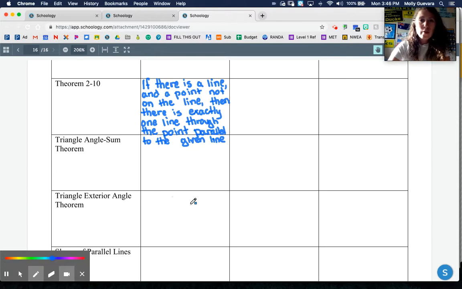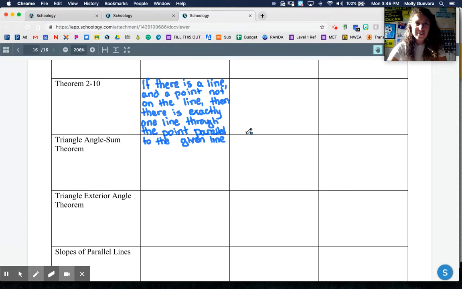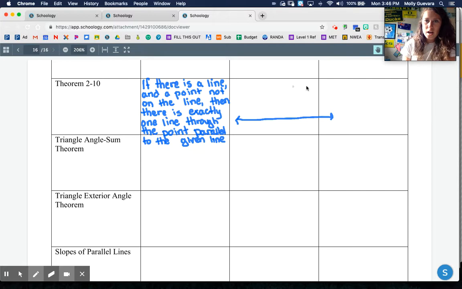Okay, so I know that this is a lot of writing, right? There's a line and a point not on the line, blah, blah, blah. But let's break it down in a diagram real quick. So if there's a line, I'm just going to draw a line. Here's a line. Are we cool with that? There's a line, okay? And a point not on the line. Here's a point. I'm going to call it point P, okay?